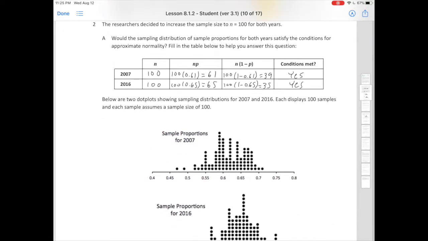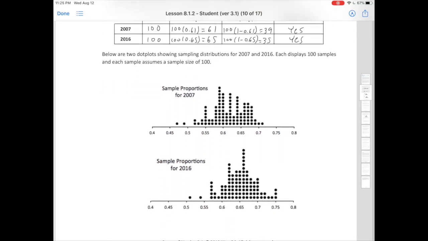Below are two dot plots showing sampling distributions for 2007 and 2016. Each displays 100 samples, and each sample assumes a sample size of 100. So don't let this confuse you. For the top one in 2007, what they did was they took a sample of 100 people, they calculated the proportion of them that believe in global warming, and that's just one dot, and then they repeated that experiment 100 times. The bottom one is the same thing except it was in 2016. So overall, we're talking about 200 samples here, right?